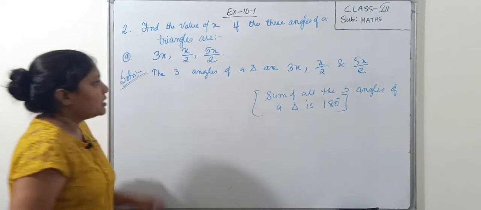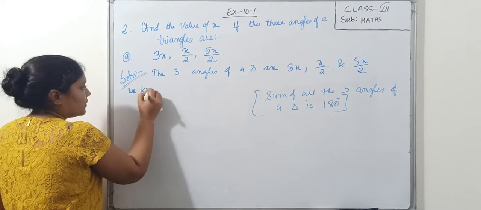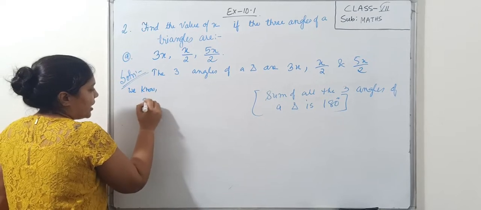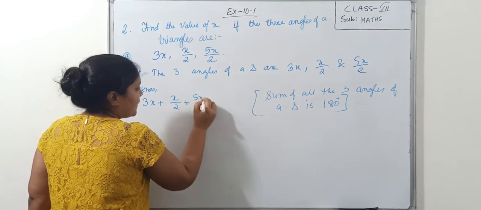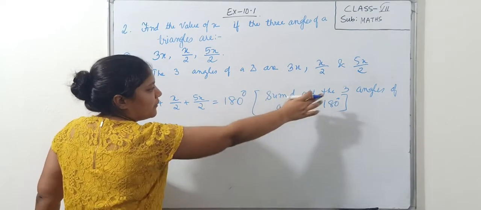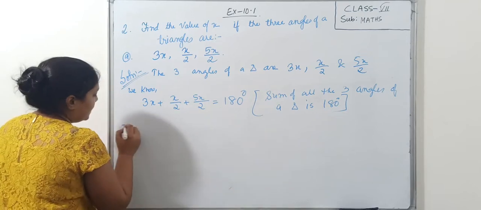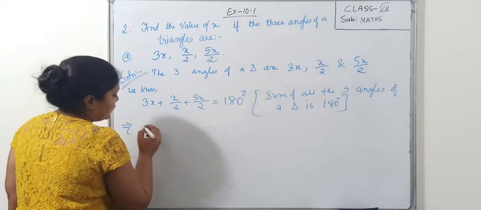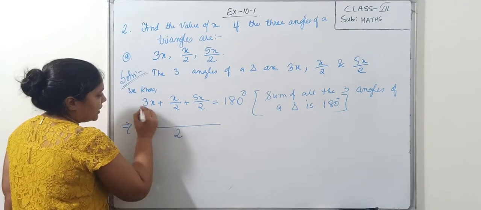Right students? So what we are going to do now? We know thrice x plus x by 2 plus 5x by 2 will be equals to what? 180 degree. Why? Sum of all the three angles of a triangle is 180 degree. I have already written it before also. Now what I can do? I have to take LCM. As it is fraction, I will take LCM. Of nothing is there means 1.